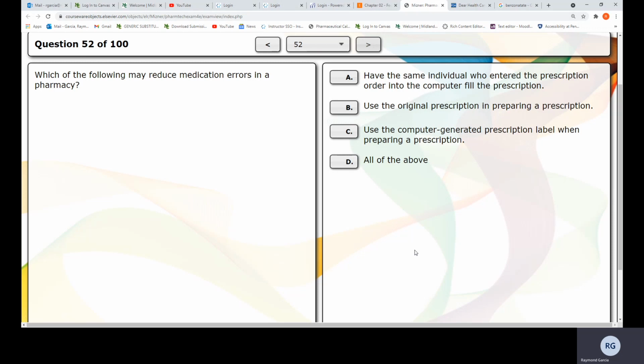Which of the following may reduce medication errors in a pharmacy? Have the same individual who entered the prescription order into the computer fill the prescription. Use the original prescription in preparing the prescription. Use the computer generated prescription label when preparing the prescription. Or all the above. Okay.